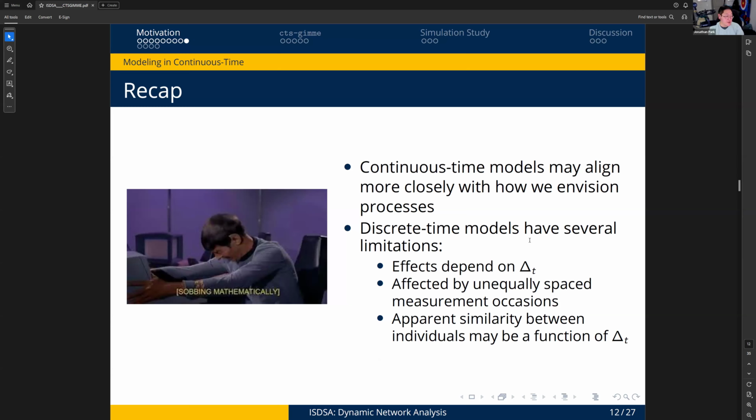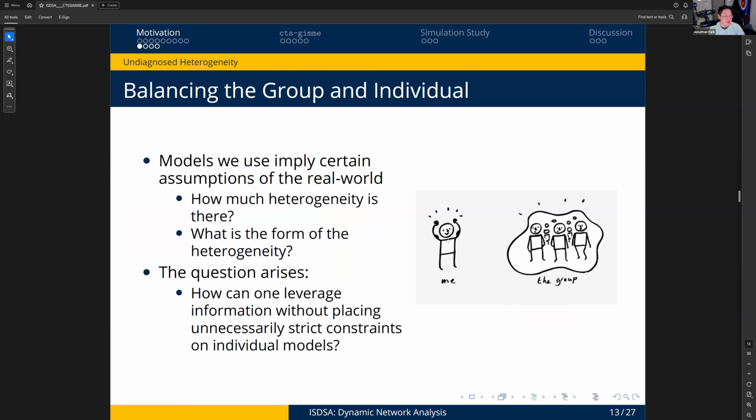And likewise, discrete time models have several limitations that are addressed explicitly by continuous time models. The effects that they obtain are dependent on your sampling rate. They are sensitive to unequally spaced measurement occasions, and there can sometimes appear to be similarities between people, even if their data generating processes are different. So just because I happened to sample you at the right time, you might look the same, and that might not be what we want to do.